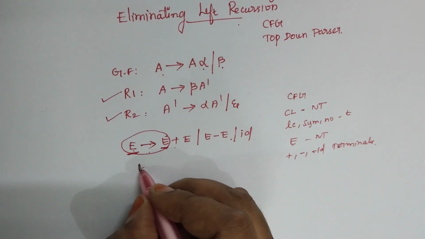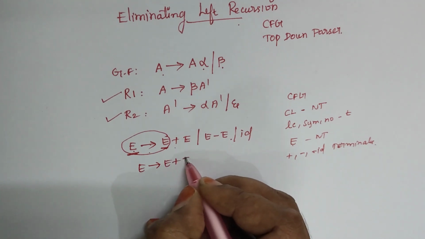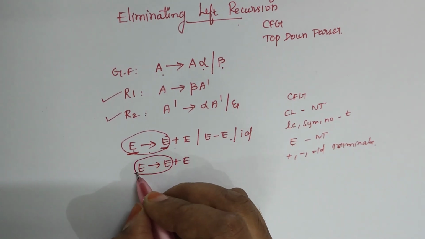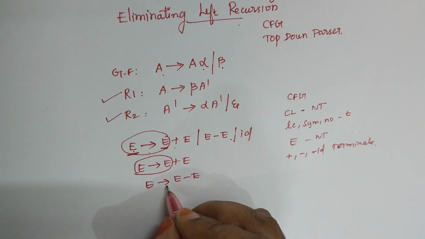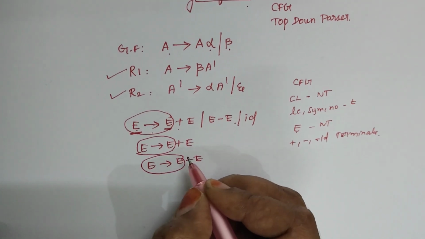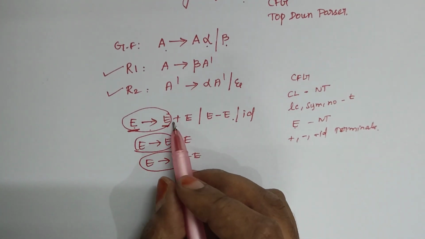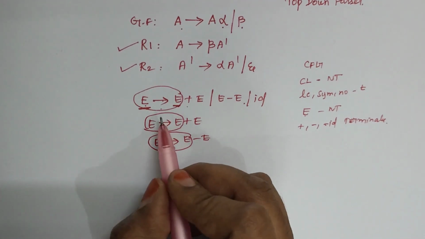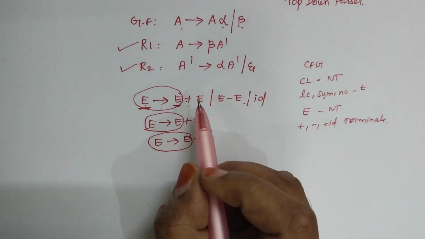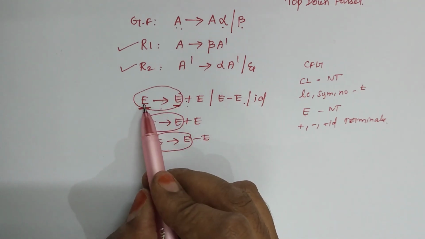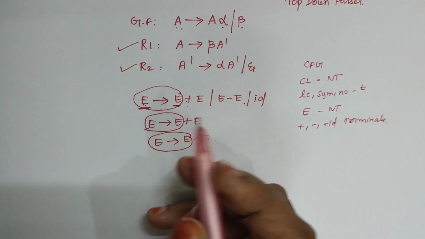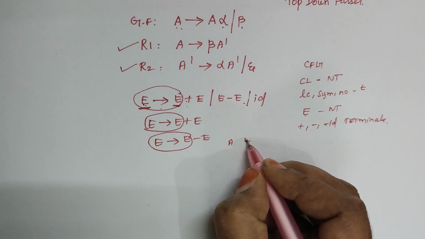For example, here E produces E plus E is having a left recursion. Similarly, E produces E minus E is also having a left recursion. We have to eliminate in both the productions. Now we have to compare this production with the general form. Now in the place of A, we have the non-terminal E. Hence our A is E.